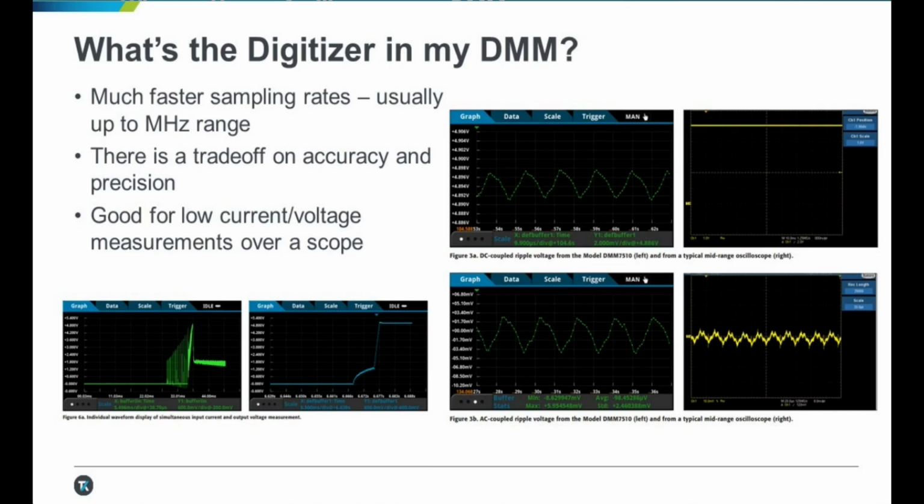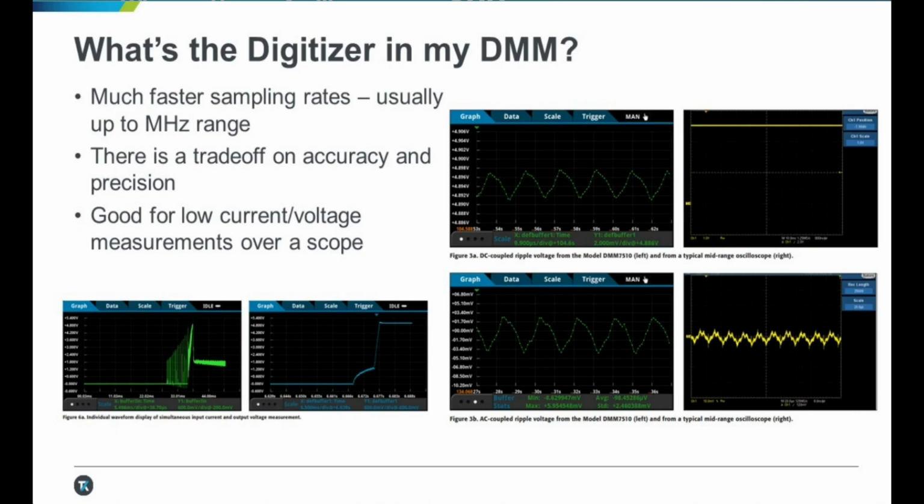On the right side, we can see comparisons between the digitizer on the DMM 7510 and a basic scope to measure ripple voltage on that same DC to DC converter. If we look at the peak-to-peak voltage, that ripple is only about 6 millivolts. And it's hard to see that ripple on the scope when it's DC coupled. We can see it when it's AC coupled, but the accuracy isn't quite as good.